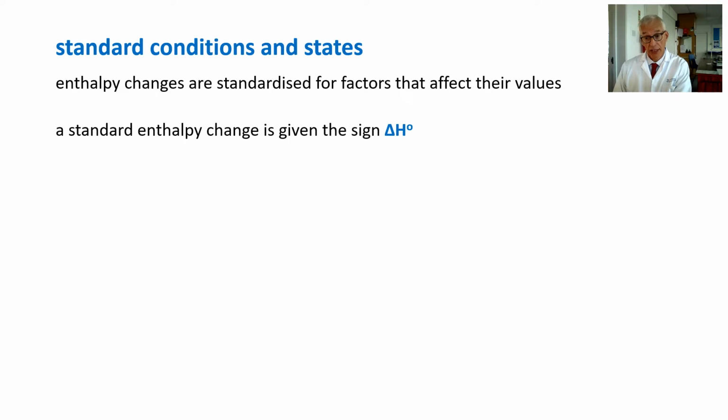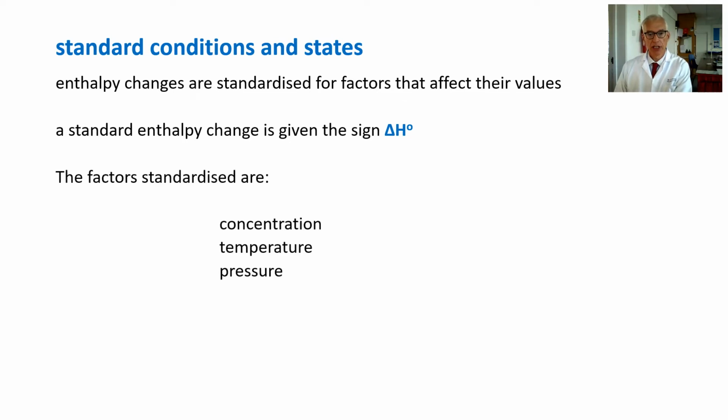For a standard enthalpy change, we have a new sign, delta H, we know for enthalpy change, but then a superscript, either a 0 or a plimsoll line, as you can see in blue there. So that is the standard enthalpy change. So the factors that need to be standardized are concentration, temperature, and pressure.